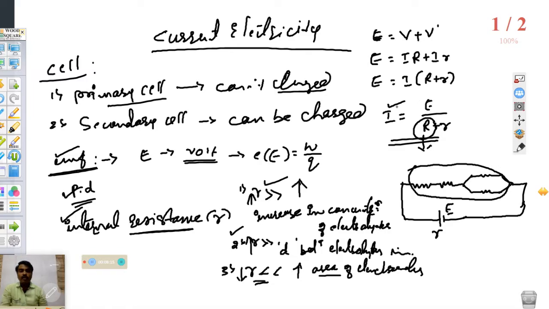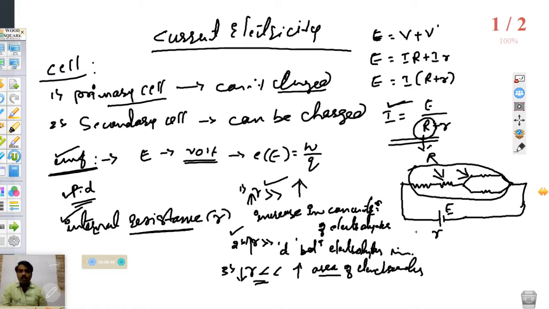Hence whenever we calculate the current through the cell into the circuit, we should consider its external resistance. Internal resistance, if given, we can substitute. If internal resistance is negligible, the R value will be 0. The external resistance may be in a group or a single resistance. If it is in a group, we have to do the combination, and the final value of R depends upon all these groups.